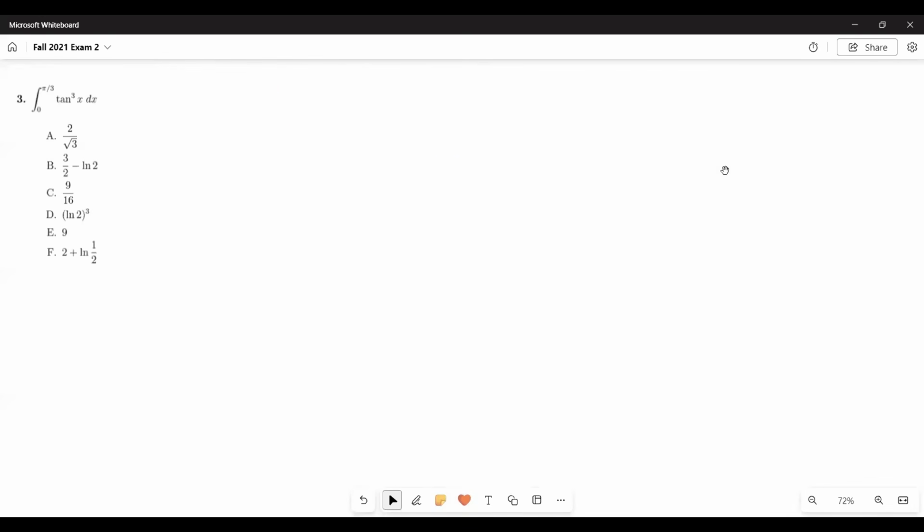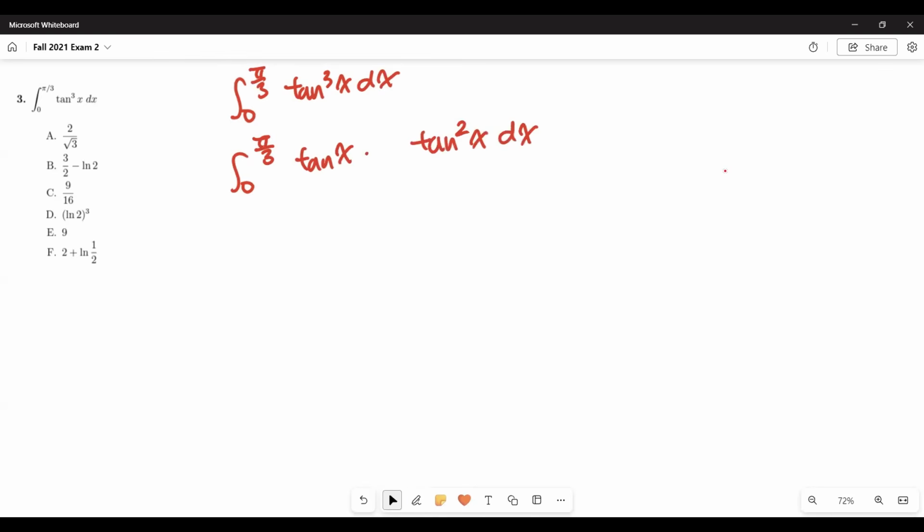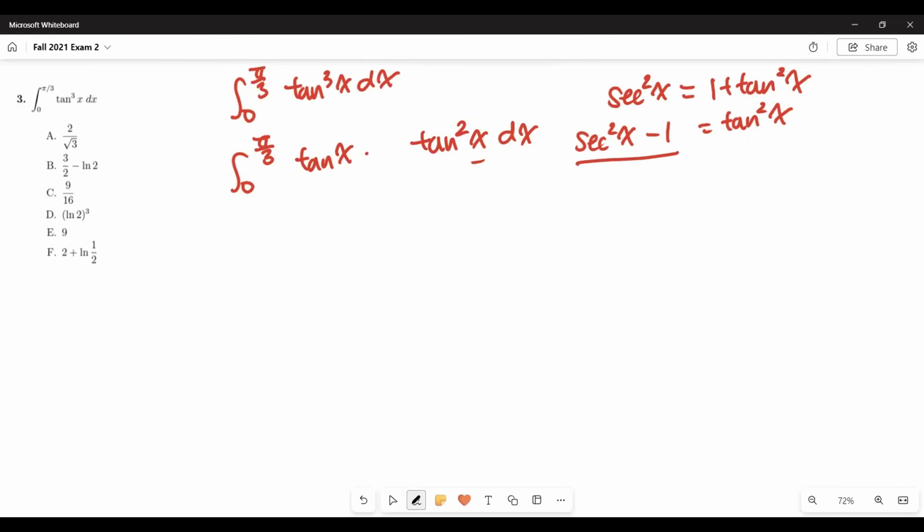Okay, number 3 asks: integrate tangent cubed x dx from 0 to pi over 3. Let's write it first: the integral from 0 to pi over 3 of tangent cubed x dx. We can separate tangent cubed x as tangent x times tangent squared x dx, right? If you remember your trig identities, secant squared x is the same as 1 plus tangent squared x. So tangent squared x is equal to secant squared x minus 1, right? And we're going to substitute this value in here.